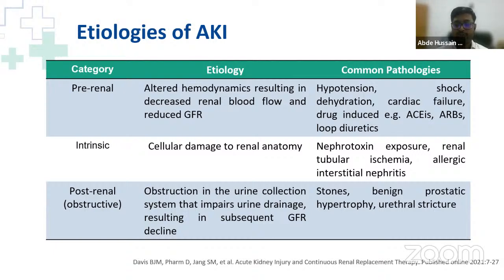So what are the common pathologies? Hypertension, dehydration, drug induced like ACE inhibitors, loop diuretics, excessive diuresis. Then the intrinsic category. Cellular damage to the renal anatomy, which occurs due to nephrotoxin exposure, such as aminoglycosides, can lead to tubular ischemia and interstitial nephritis. Post-renal, such as obstructive cases, in which the urine is not able to pass and gets collected in the upper urinary system, which is common with pathologies like stones, benign prostatic hypertrophy, and urethral strictures.